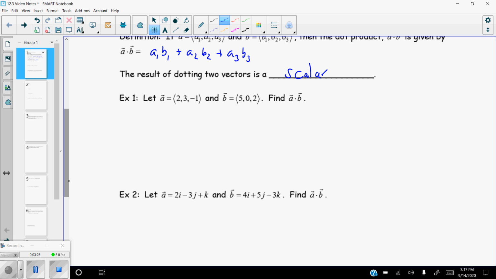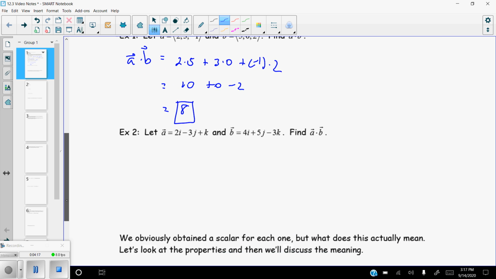Our first example is we're going to take vector A, 2, 3, negative 1, and dot it with vector B, 5, 0, 2. According to the dot product, A dot B is going to be 2 times 5 plus 3 times 0 plus negative 1 times 2. So we get 10 plus 0 minus 2, or the dot product of those two vectors is 8. Again, very, very easy to do. Of course, the whole idea is what does all of it mean? We're going to get to all that.